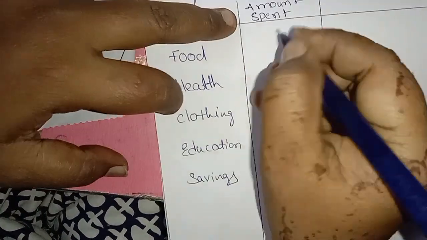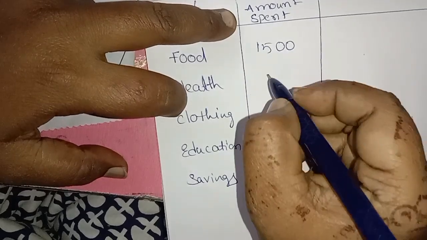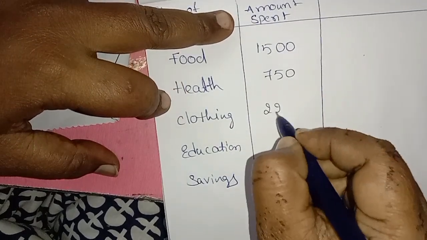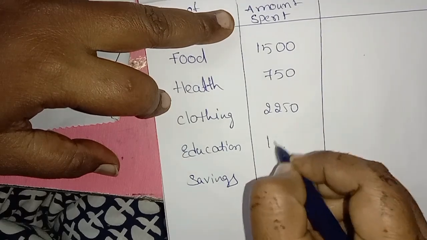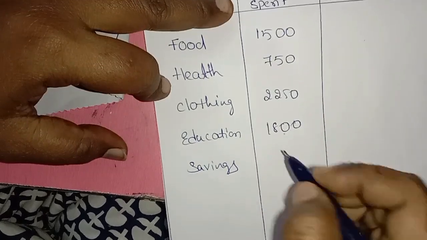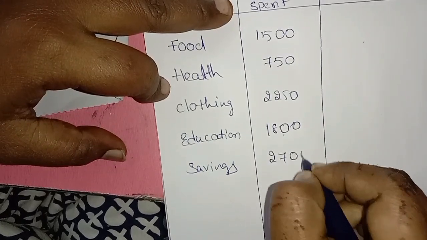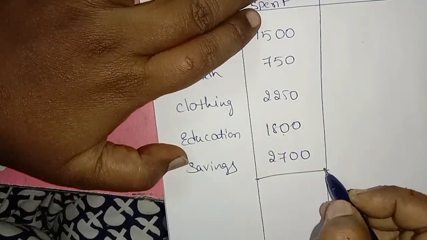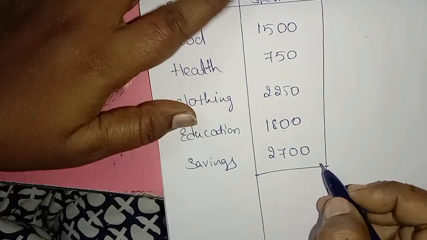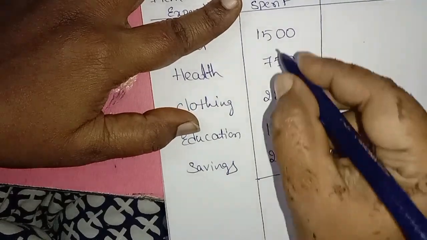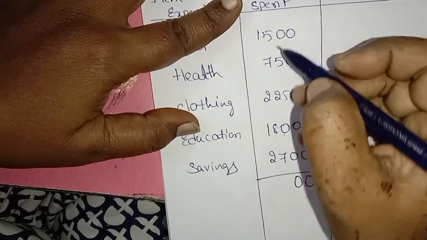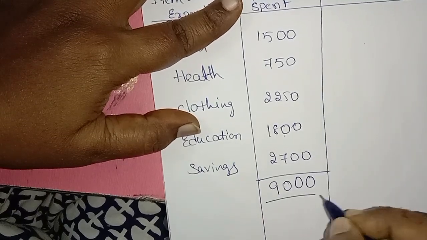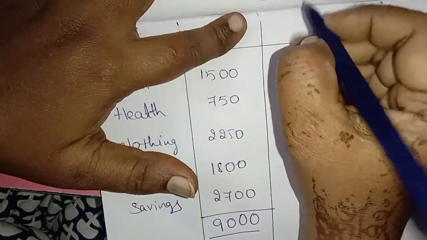How much for food? 1500. Health 750. Clothing 2250. Education 1800. Savings 2700. Next, we have to find the total amount. You will get the total after adding: 9000.